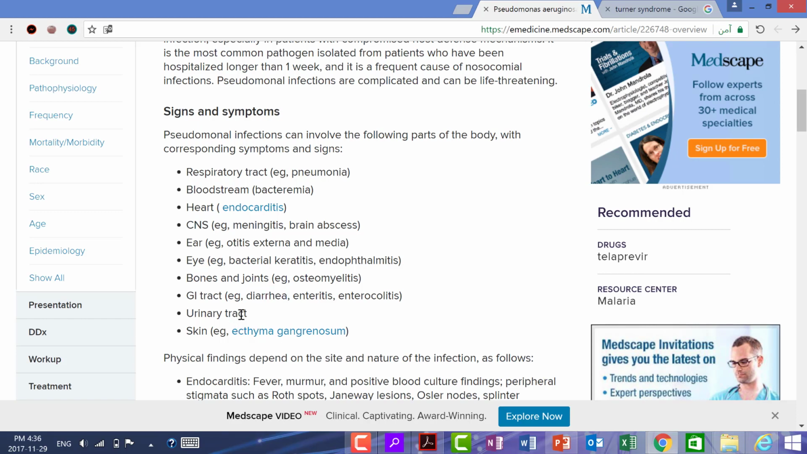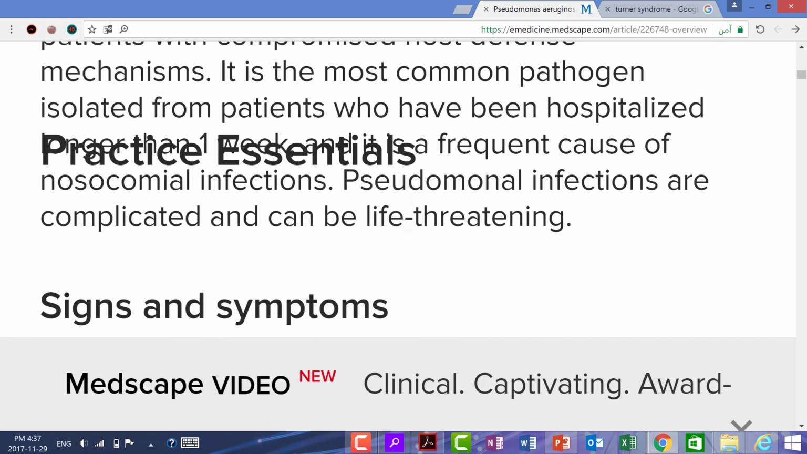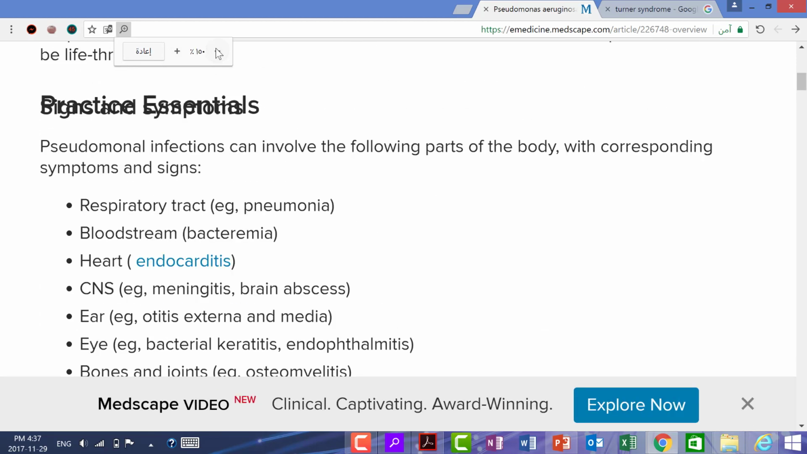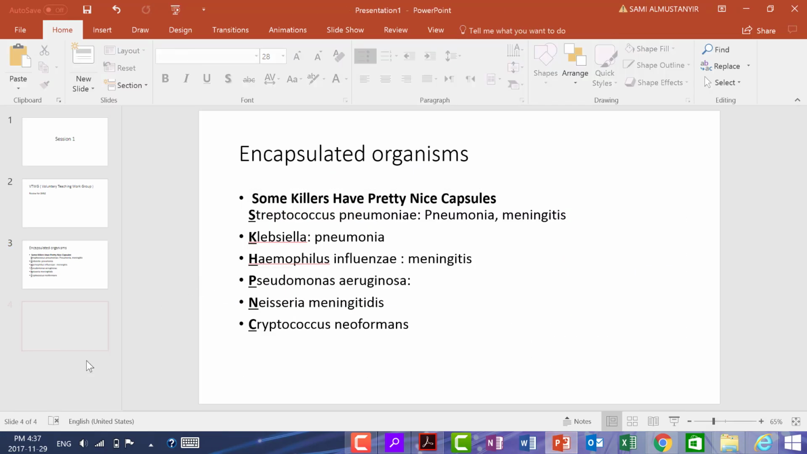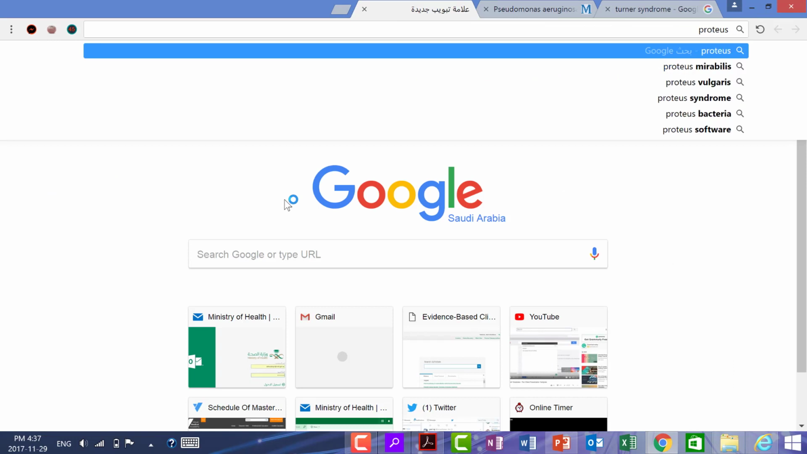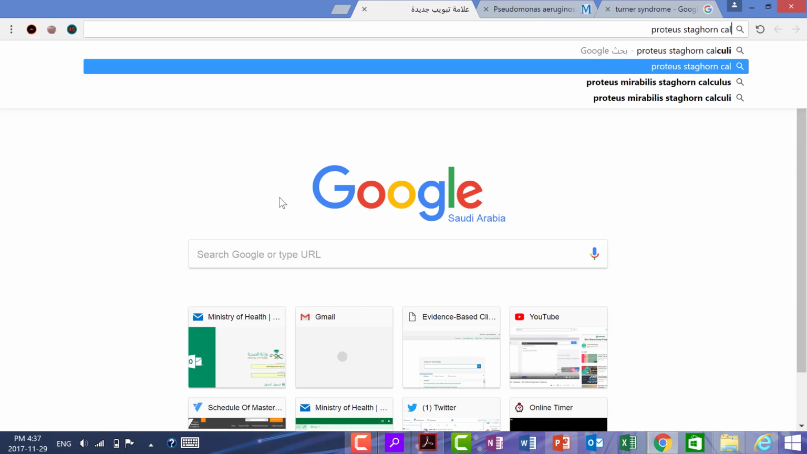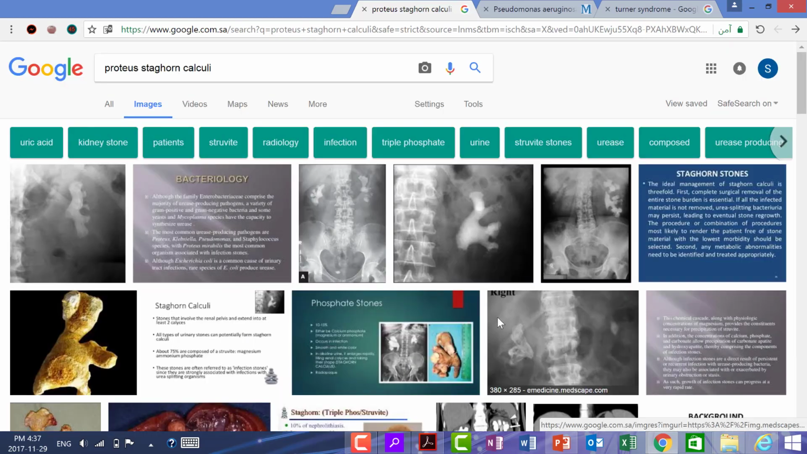Urinary tract, but the most common cause of UTI is E. coli. There are some other bugs that can cause UTI. One of them is Proteus. Proteus does cause something called staghorn calculi. Let's see an image of that so that it sticks in your mind. So if you're presented with a question talking about Proteus, please think about staghorn calculi, or very big ones.